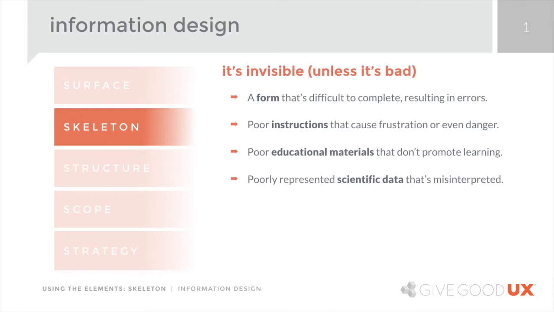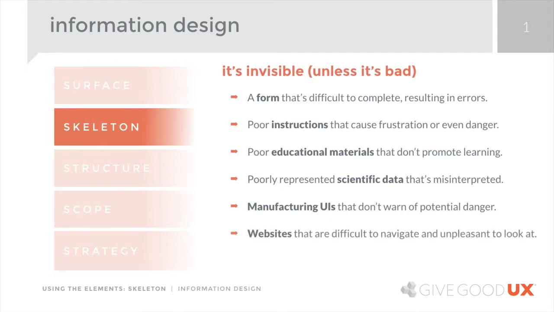Bad information design results in scientific and technical data that's open to misinterpretation, misreading. It's misunderstood. It's also present in command and control displays in manufacturing, where an operator isn't alerted to something that's potentially dangerous. And of course, it also is present in websites that are difficult to navigate and unpleasant to look at. Instances where we're confronted with a lot of information, but none of it seems very relevant. None of it seems to speak to the purpose or the reason that we came there in the first place. When information design fails, there's a very obvious consequence.